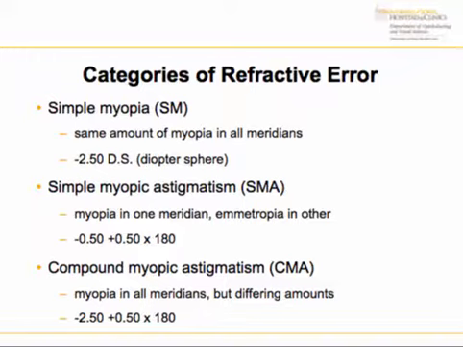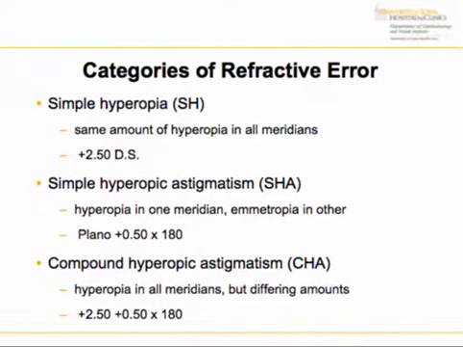On the hyperopia side, there is simple hyperopia. With simple hyperopia, the same amount of hyperopia is found in all meridians. For example, +2.50 diopter sphere. Simple hyperopic astigmatism occurs when there is hyperopia in one meridian and emmetropia in the other meridian. Here is an example of simple hyperopic astigmatism, plano plus 0.50, axis 180.